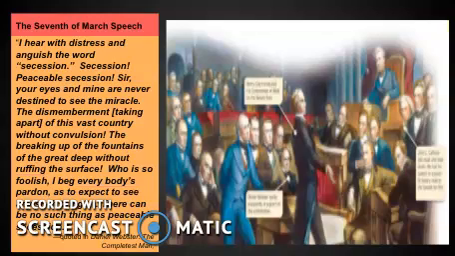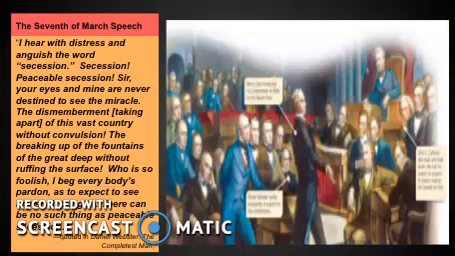In it he said, "I hear with distress and anguish the word secession. Secession. Peaceable secession. Sir, your eyes and mine are never destined to see the miracle. The dismemberment, taking apart of this vast country without convulsion, the breaking up of the fountains of the great deep without roughing the surface. Who is so foolish, I beg everybody's pardon, as to expect to see any such thing? There can be no such thing as peaceable secession." And he went on to criticize Northern abolitionists and Southerners who talked of secession.